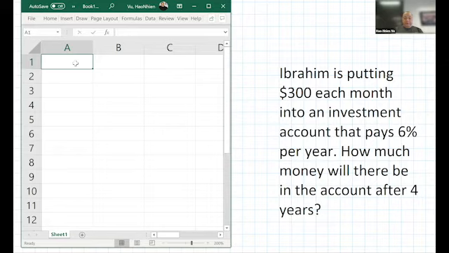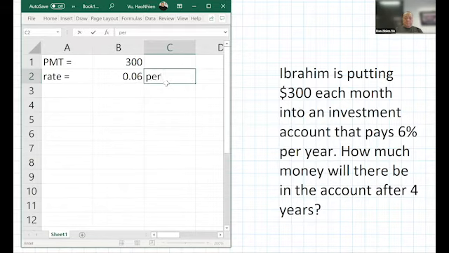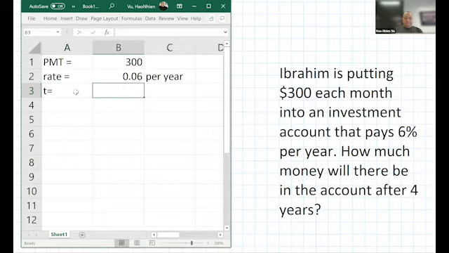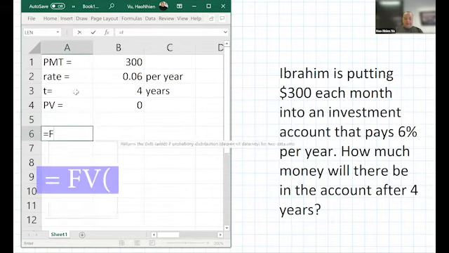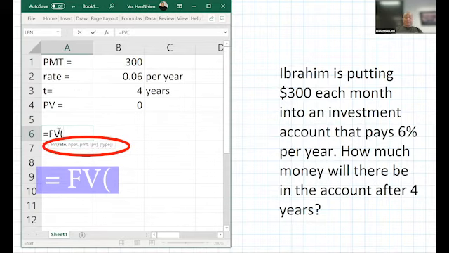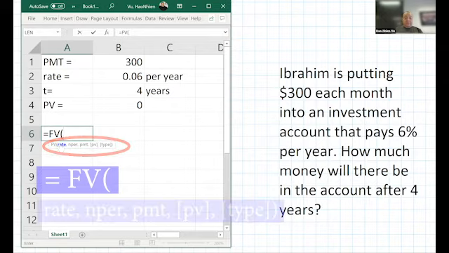Let's put in the information: PMT, rate, time. Present value is 0, and we're looking for future value, equals FV. And as soon as I open parentheses or click on the FV that appears down here, I have the information on what variables to put in.